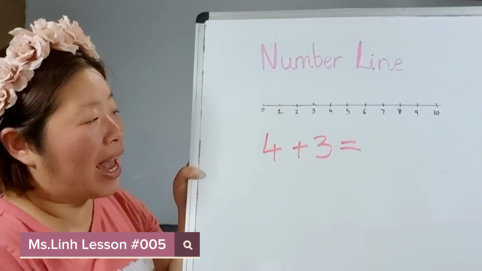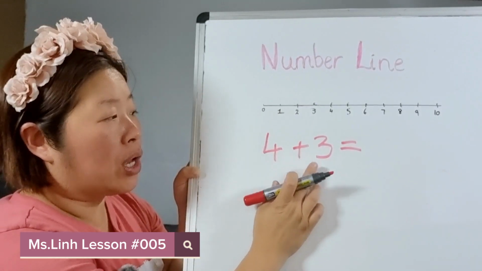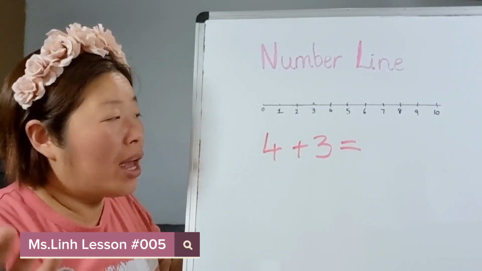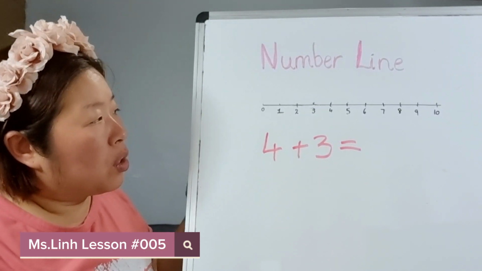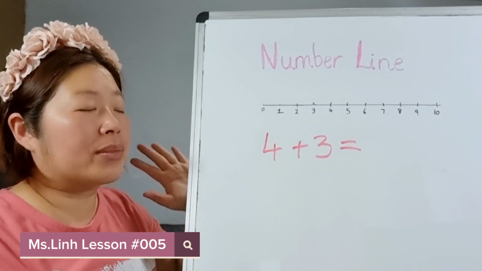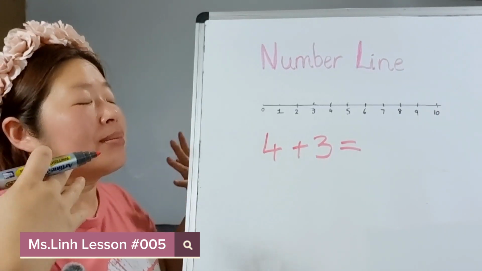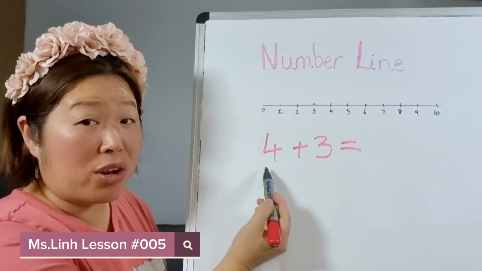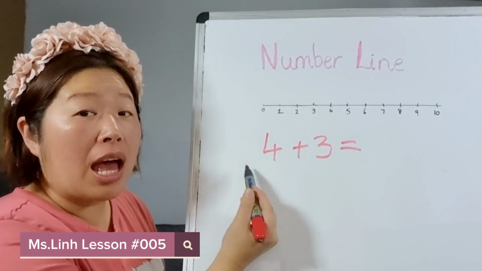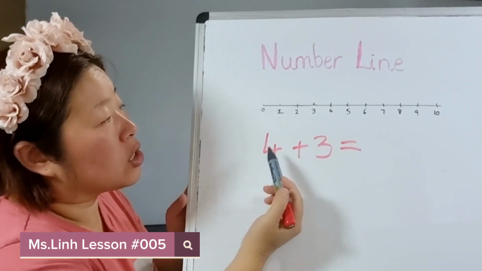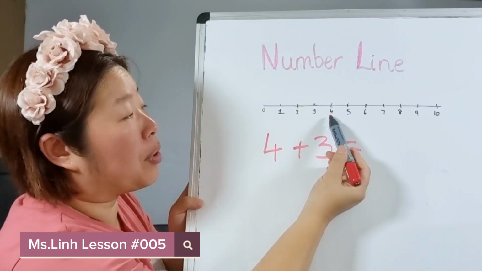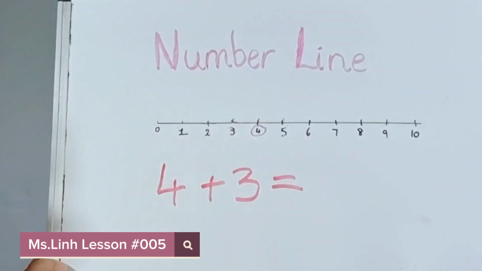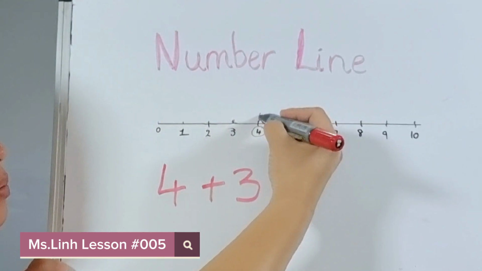Okay, now this one says 4 plus 3 equals. How do I know what it equals? I have no idea. Oh, think. Take it easy, breathe in. So the first number is number 4. I'm going to find 4 on the number line. I'm going to mark it and circle it. So on the number line, here is number 4. And I'm going to mark it as well.